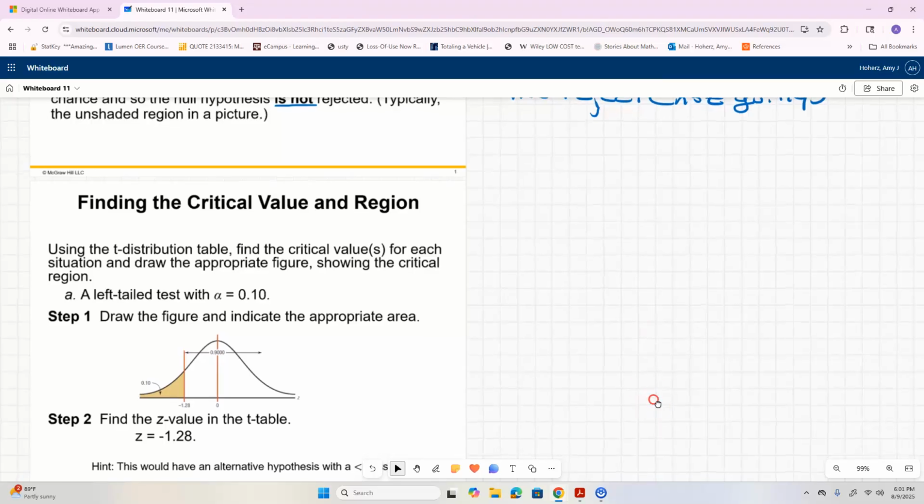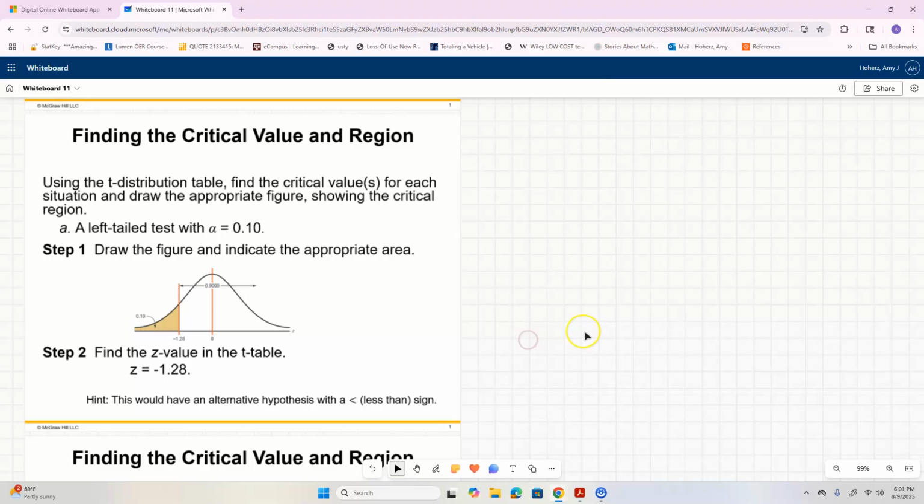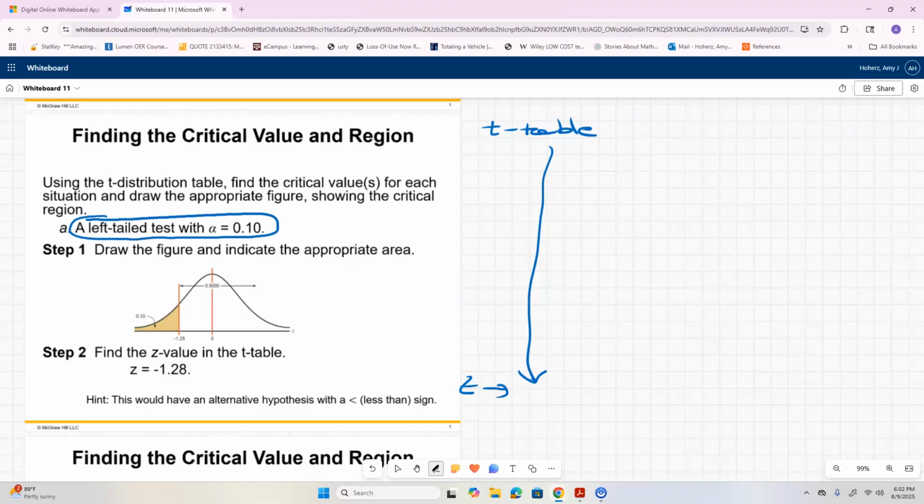So this is where we're going to go to our chart. Using the t-distribution table, we're going to find the critical values for these. Now it says the t-distribution table, but we're finding z-values. So we're going to use the t-table, but we're going to go all the way down to the bottom and use the row that has the z's in it. Okay. So the first one they want us to do is a left-tail test with alpha 0.10. So the problem would be, when we get to step 2, we would have had our null hypothesis and our alternative hypothesis, so we would know whether it was left-tailed, right-tailed, or two-tailed. The problem will state what the alpha is. So from the hypothesis statement, we'll know this.